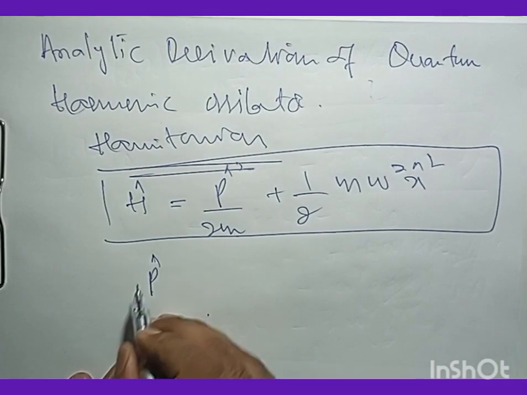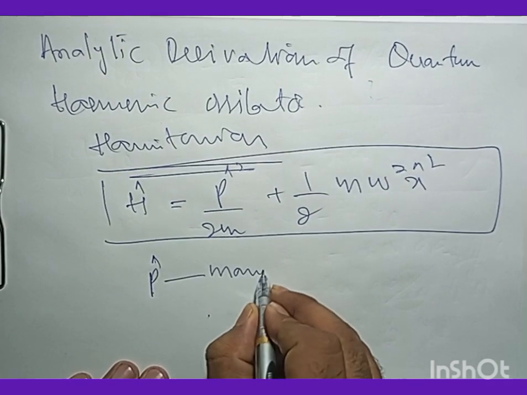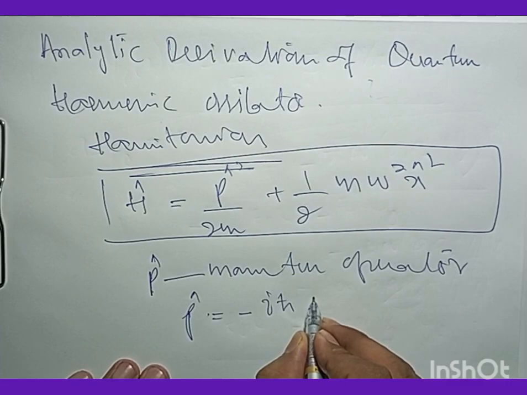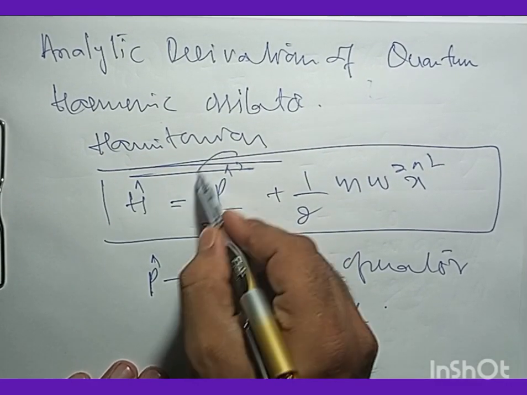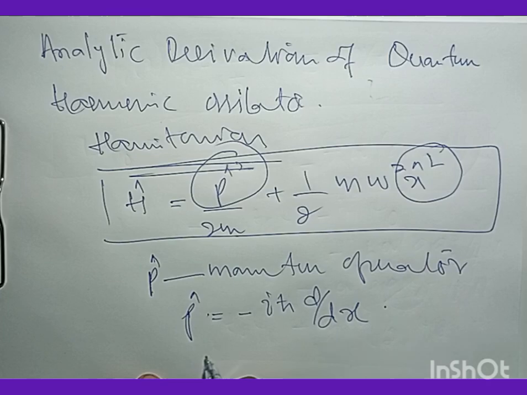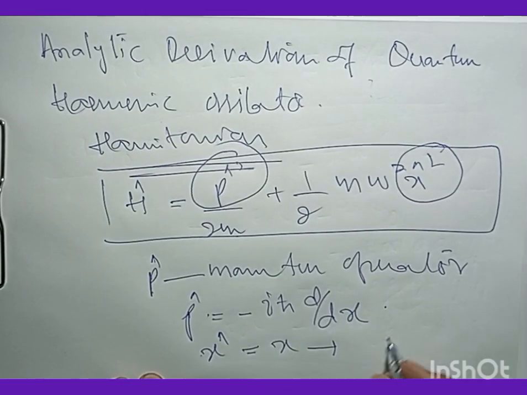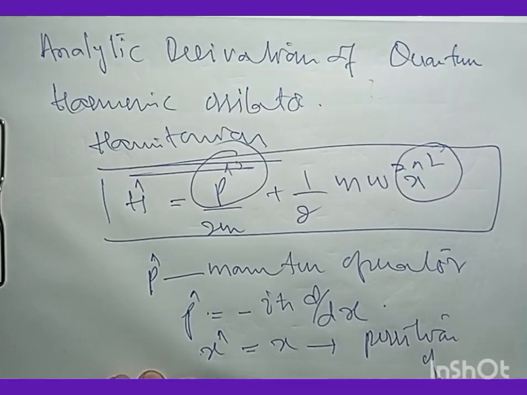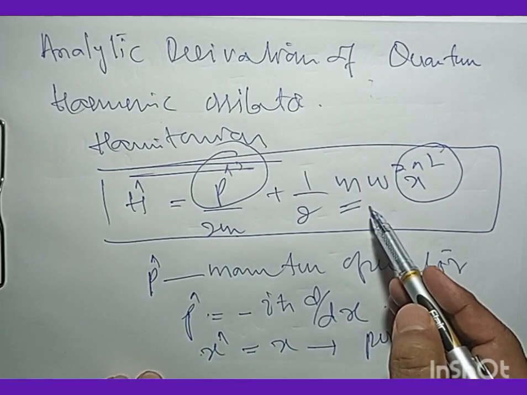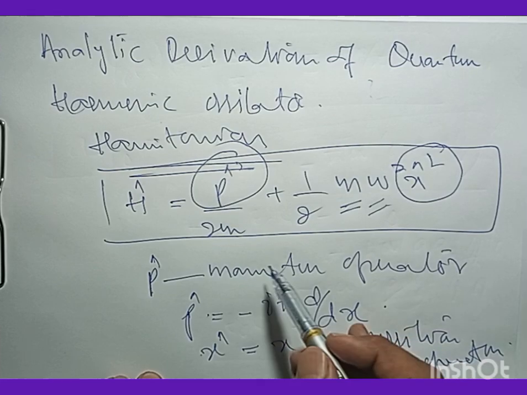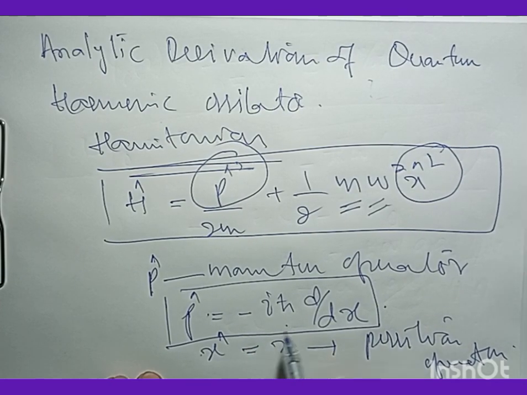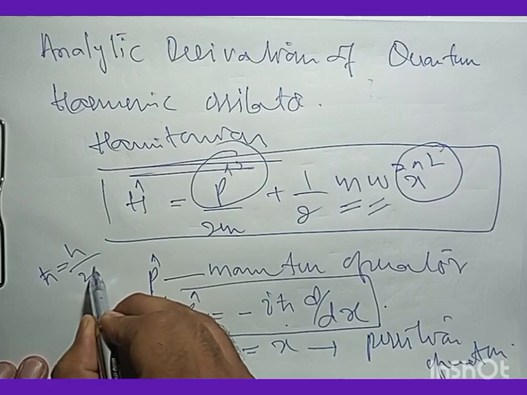This P is called the momentum operator, and this p cap is given by minus i h cross d by dx. The next thing we have here is x cap, the position, which acts as an operator here. This x cap, which is basically x, is called the position operator. m refers to the mass of the oscillator, and omega is the angular frequency of the oscillator. The h cross used in the momentum operator is called the reduced Planck's constant, because h cross is h by 2 pi.